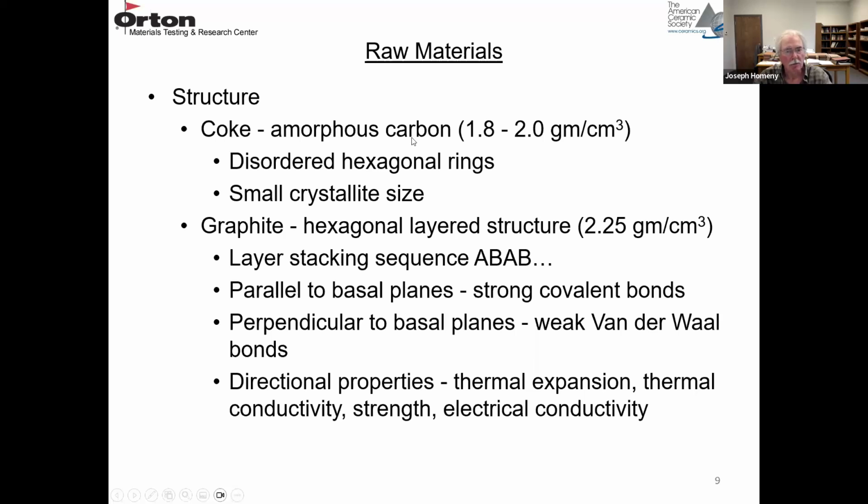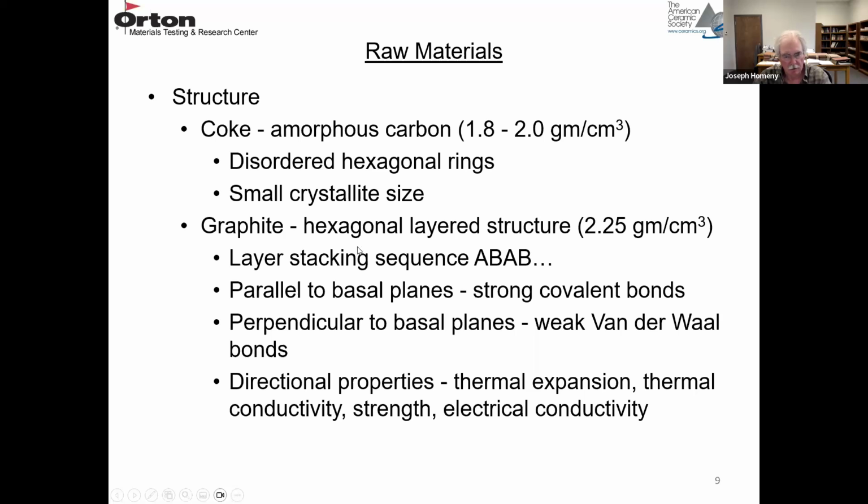So coke is amorphous. It's maybe 1.8 to 2 grams per cubic centimeter. The 6-member hexagonal rings are disordered, and so it's poorly crystalline and it has small crystallite size. So coke is amorphous, poorly crystallized, disordered hexagonal rings of small size.